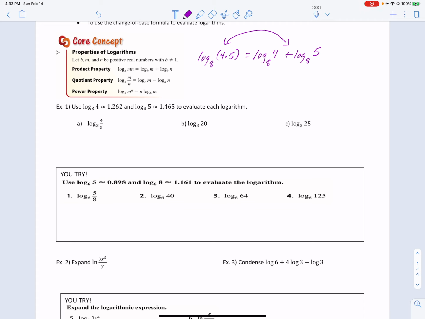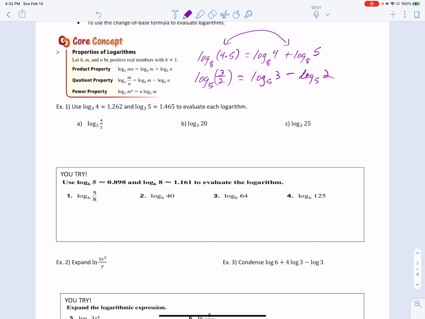With a quotient, we're going to want to be able to do the same thing. We have log base b of m divided by n, and so then we have the difference of their individual logarithms. Say I have log base 5 of 3 divided by 2. I can break that into log base 5 of 3 minus log base 5 of 2, so the difference of their two logarithms. Again, we're going to be able to go both directions with that.